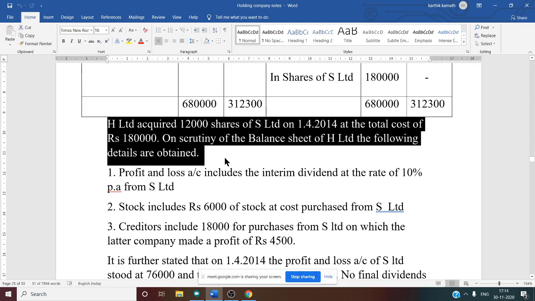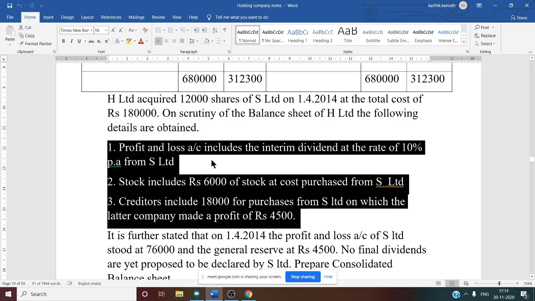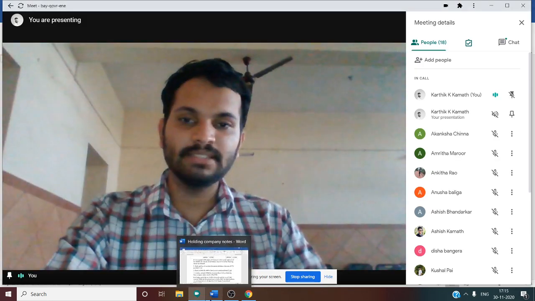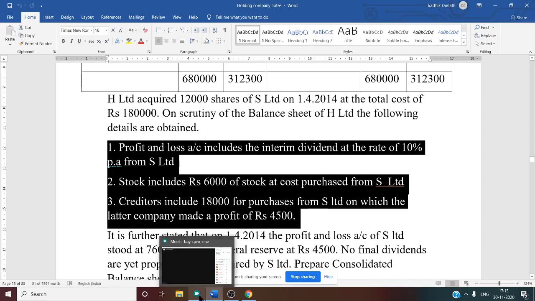On scrutiny of the balance sheet of H Limited, the following details were obtained. There are certain adjustments given. First one: the profit and loss account includes interim dividend at the rate of 10% per annum from S Limited. Here the profit and loss account means the profit and loss account of the holding company, and the rate is per annum, not per month. What do you mean by interim dividend? Interim dividend is a dividend which is usually paid somewhere in the middle of the year.